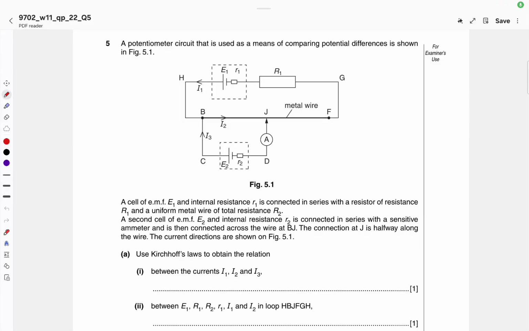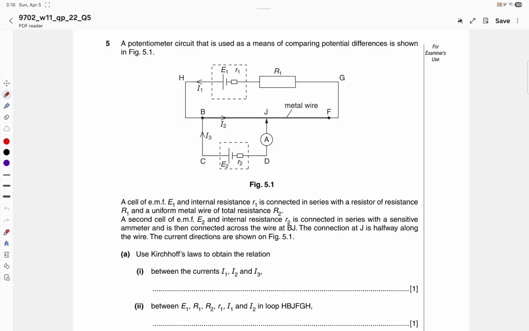Okay, this question is from the 2011 October November series. Paper code is 9702, variant 22, question number 5. The question is based on Kirchhoff's law, which is actually the idea of how to solve a circuit. You have a potential divider circuit that is used as a means of comparing potential differences, shown in figure 5.1. You can see it in the circuit diagram.